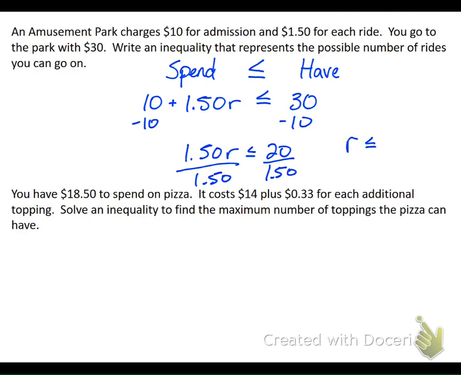And so I get 20 divided by 150 gives me 13.3 repeating. So 13 and a third. And what we should realize here is that it doesn't make any sense for me to ride a third of a ride. So I want to make this just R is less than or equal to 13 rides.